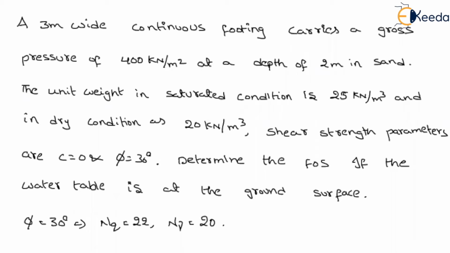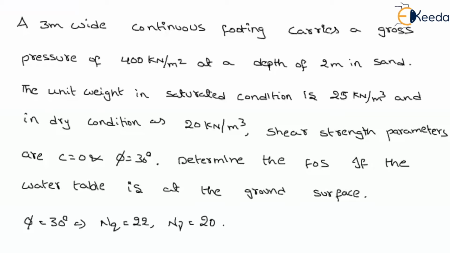Width is given as 3 meter. The load acting from the footing is 400 kilonewton per meter square at a depth of 2 meter in sand. Depth is given as 2 meter. The unit weight in saturated condition, that means gamma saturation, is given as 25 kilonewton per meter cube, and in dry condition, gamma dry is given as 20 kilonewton per cubic meter. And shear strength parameters are C equal to 0 and phi equal to 30 degrees.